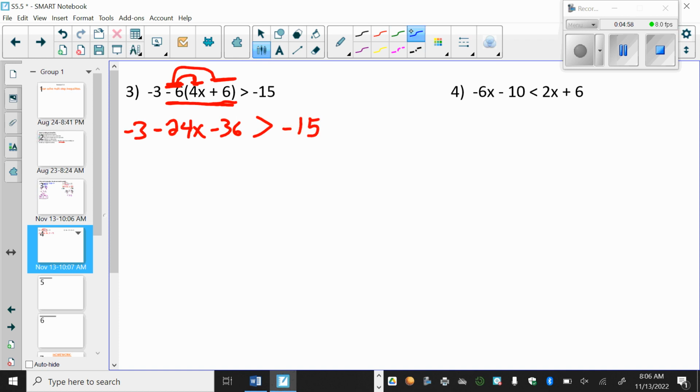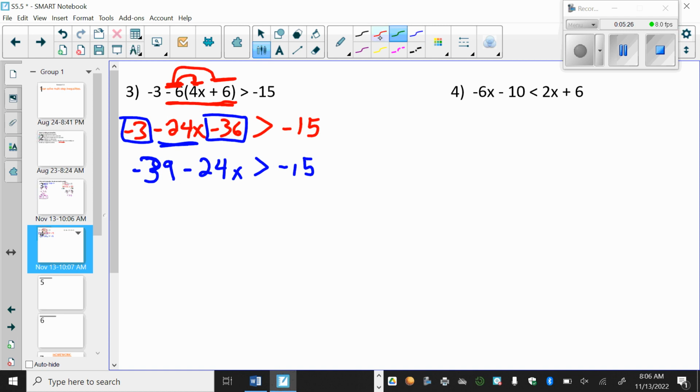Next, blue is combine like terms. This time I do have combining like terms. I have negative 3 minus 36. Let's add them. Negative 3 plus negative 36 is negative 39. I have minus 24x, but no like terms, so minus 24x. We've got my greater than sign and negative 15 again.